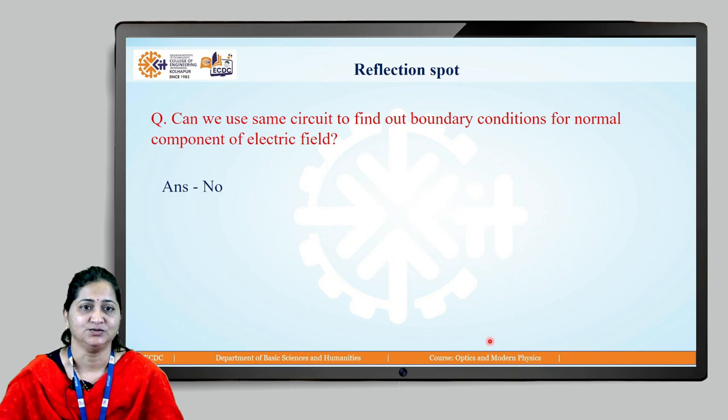The answer is no, because if we use the same circuit, the tangential component will remain, and the normal component is going to vanish, or get cancelled. So we cannot use the same circuit to find out the boundary condition for the normal component. Then what to do? Don't we have the boundary condition for normal component, or does the normal component just vanish? No, we have to consider another circuit or another structure at the boundary to find out the normal component of the electric field.